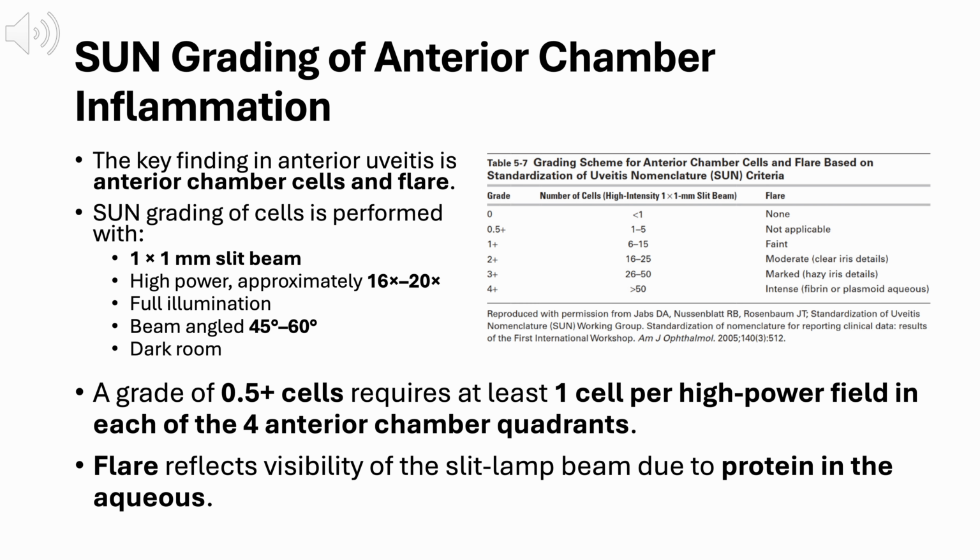The key finding in anterior uveitis is anterior chamber cells and flare, and SUN specifies exactly how to grade cells, so everyone measures the same way. The technique: a 1 by 1 mm slit beam, high power around 16 to 20 times, full illumination, the beam angled 45 to 60 degrees in a dark room. Then you literally count cells in that tiny bright box of light. The threshold to know? A grade of half plus requires at least one cell per high power field in each of the 4 anterior chamber quadrants.